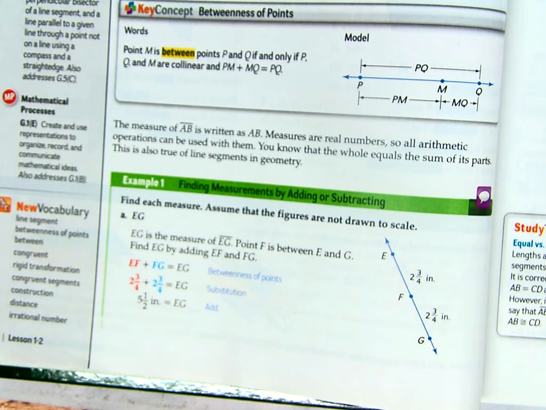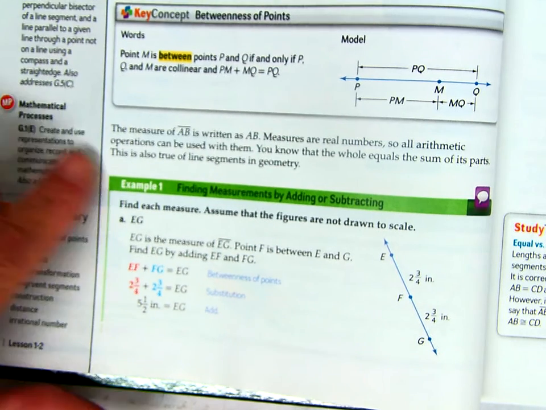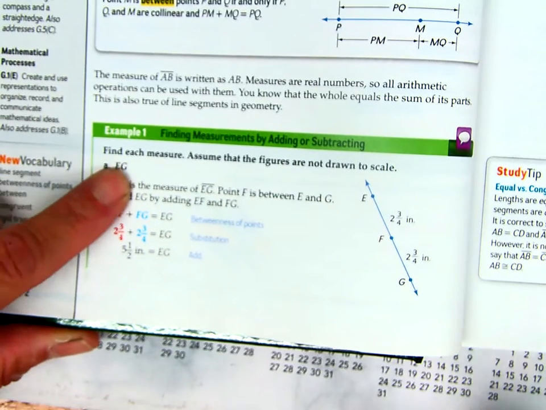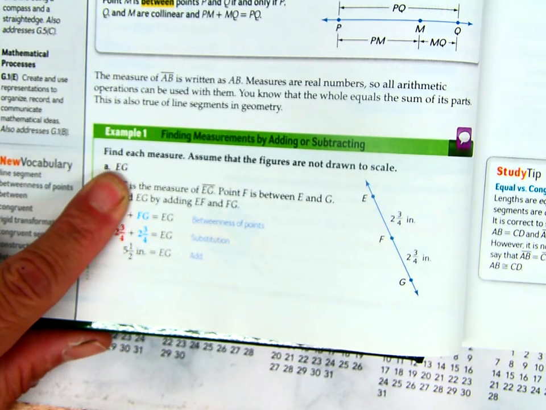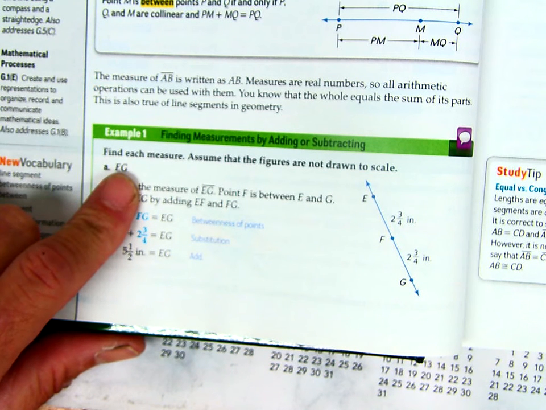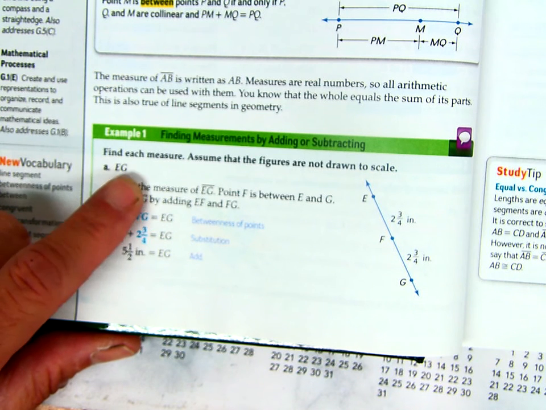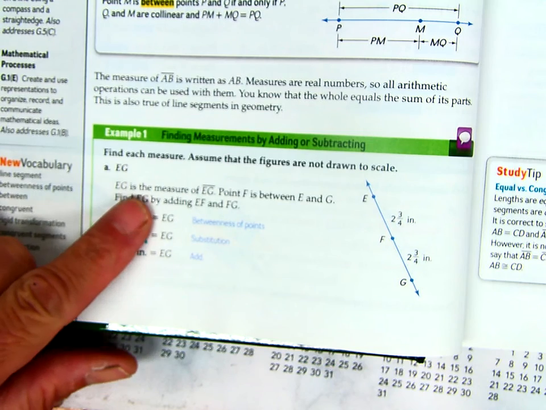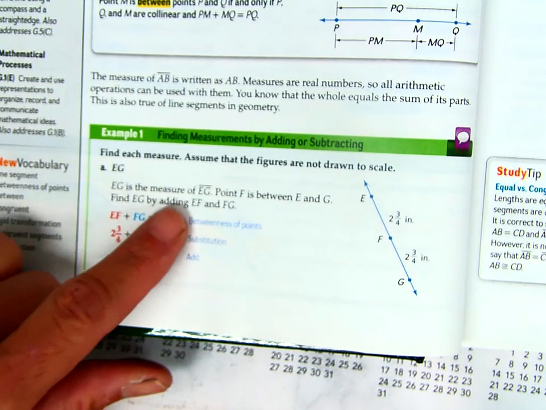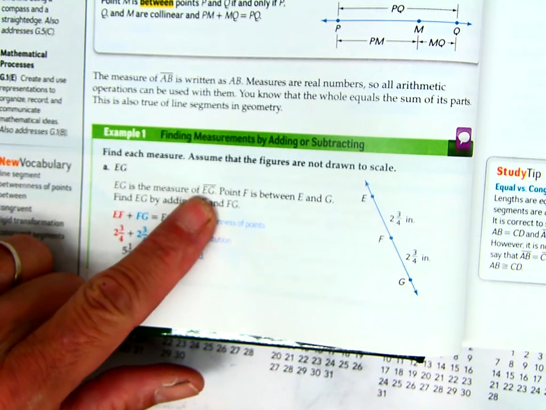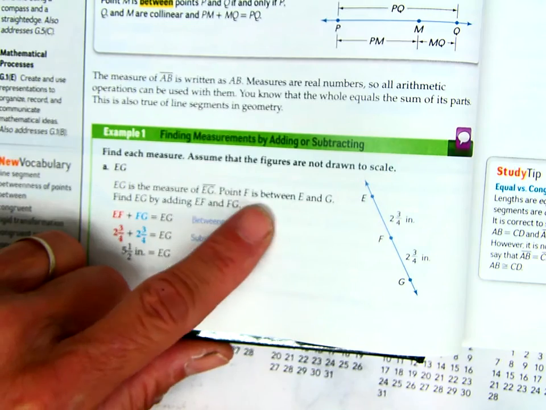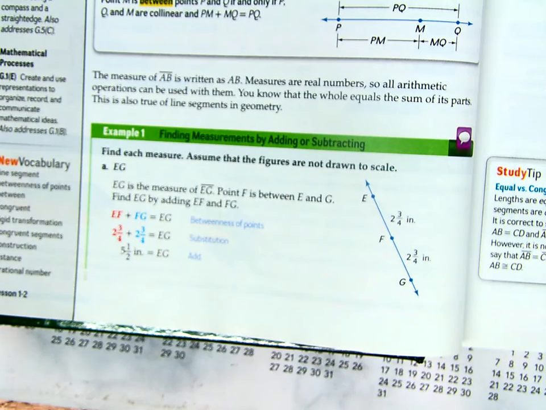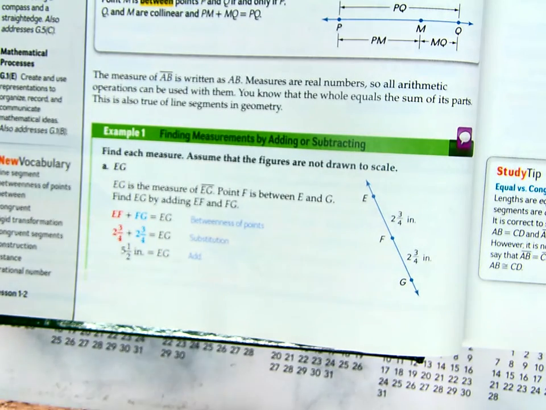For example, example 1. A says EG. There's just 2 capital letters there, so each capital letter stands for a point. When all you have is the 2 capital letters next to each other, it means the distance from the first letter to the second letter. The first point to the second point. In the verbal description, it says EG is the measure of segment EG. Point F is between E and G. We don't know where, just somewhere between E and G.